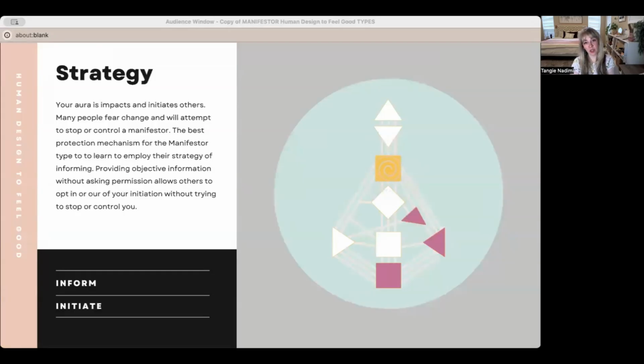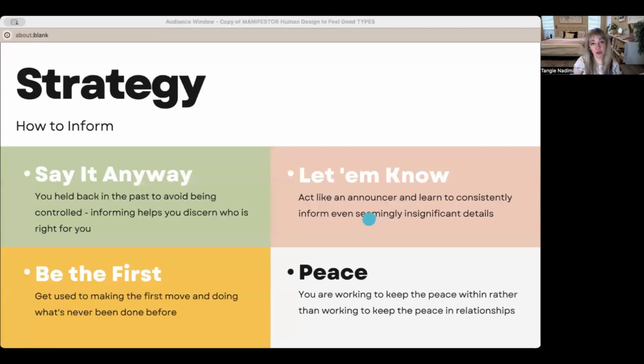So the aura is closed and repelling because that is a protection mechanism, allowing a manifestor to get things started, to move without being inhibited. And the way that you communicate this initiation or this impulse to others is by using that strategy of informing. The ways that you can inform, or how to inform, is to just say it anyway. A lot of times manifestors are conditioned to hold back to avoid being controlled, but informing helps you discern who is correct for you or not as a manifestor.